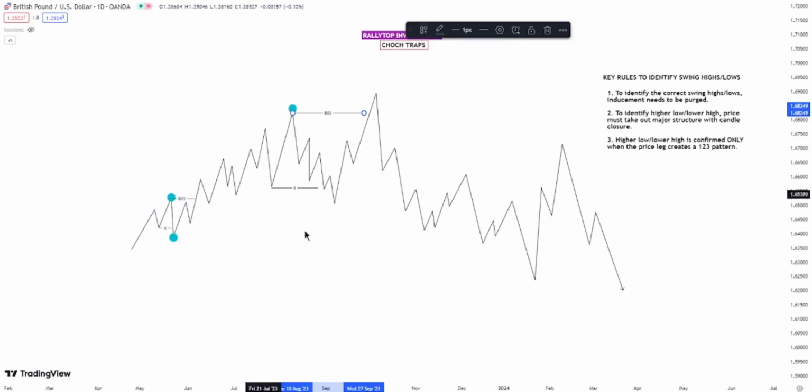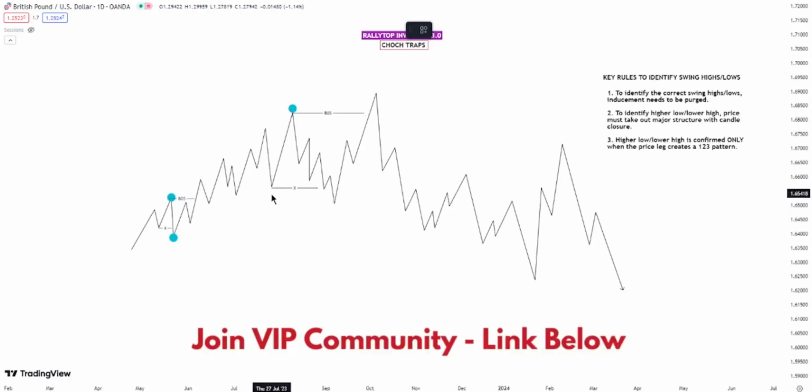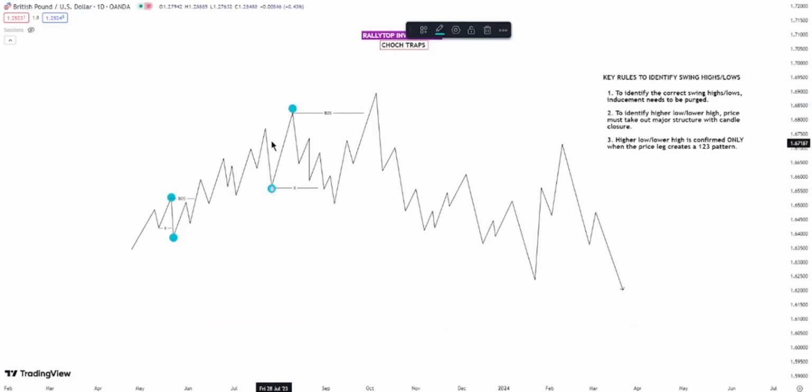Now, if you had marked this as your major structure, look at this. If you had marked this one as your major structure, simply because it took out this major structure high here, look at what you would have thought it is. Price started making lower low, lower high, lower low, lower high, lower low. It took out this major structure low. You will say this is CHOCH. Whereas this is not CHOCH.